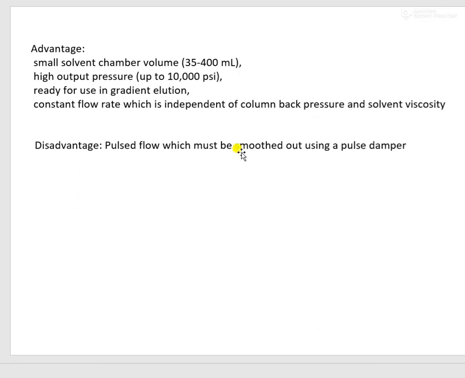Now the advantages of this reciprocating pump: small solvent chamber volume, 35 to 400 microliters, means the chamber is very small, that is an advantage. High output pressure, means you can get pressure up to 10,000 psi. Ready for use in gradient elution, as we have discussed. Constant flow rate, which is independent of column back pressure and solvent viscosity. That's why they are known as constant flow pumps, because the flow of mobile phase is independent of column back pressure and solvent viscosity.